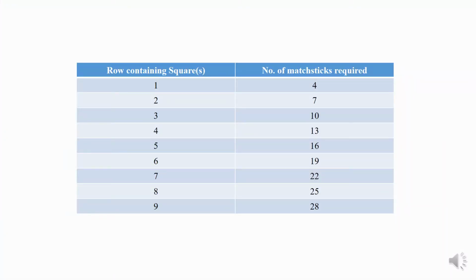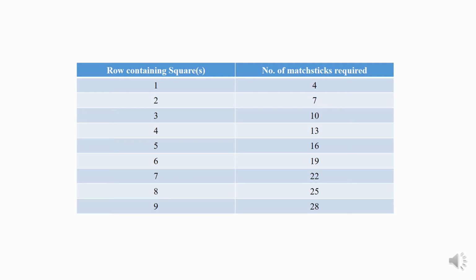We can say that the number of matchsticks required to prepare 1 square is 4, and the number of matchsticks required to prepare 2 squares is 7, and the number of matchsticks required to prepare 3 squares side by side we need 10. Like that, here one table is given to prepare up to 9 squares, showing how many matchsticks are required. Based on that, we can see from this table that everywhere the gap is the same. 7 minus 4, 3 is there. 10 minus 7, 3 is there.